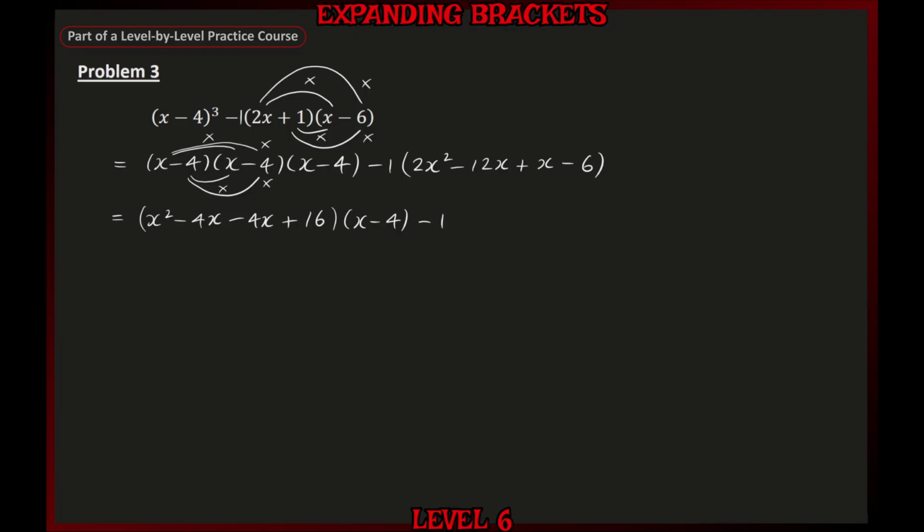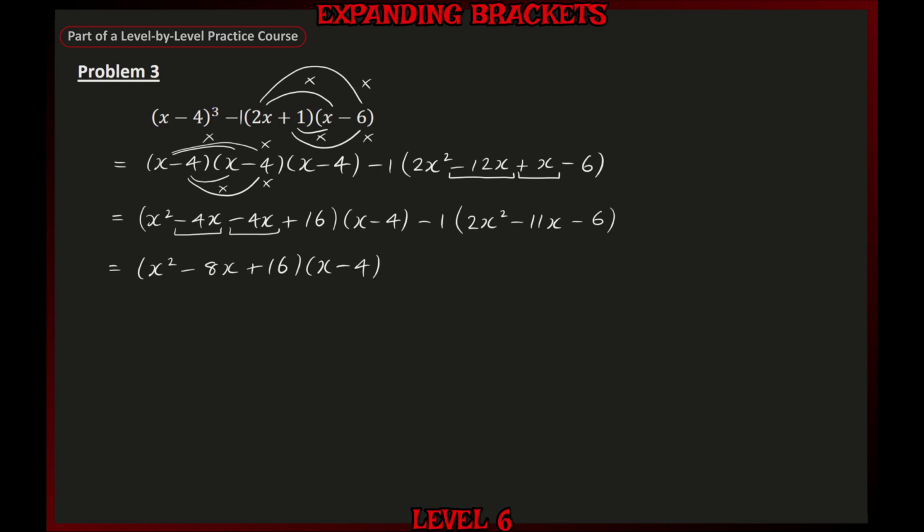We have minus 1, and then inside this next bracket we can simplify by collecting together the minus 12x and the plus x. So we have 2x squared, minus 12x plus x is minus 11x, and we have a minus 6 at the end. We can now simplify the first bracket. So we have x squared, minus 4x minus 4x gives us minus 8x, and we have a plus 16 at the end, and an x minus 4 after.